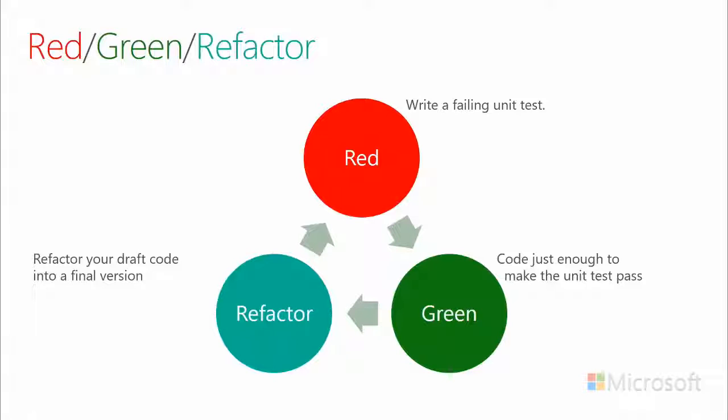So then you go to green, which means once you have a failing unit test, now you go and you write just enough code to make the test pass. And then you take a look at, do I need to refactor while keeping the test passing? When you're done, you feel comfortable, check in your code, go back to red again, write another unit test. Then you move to green, write a little bit more code.